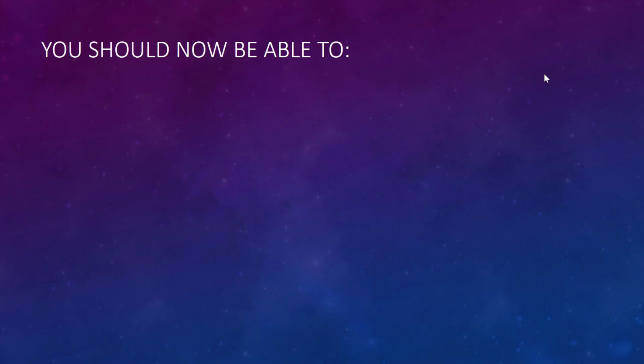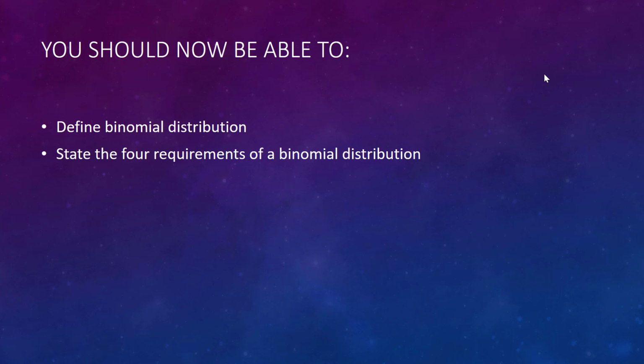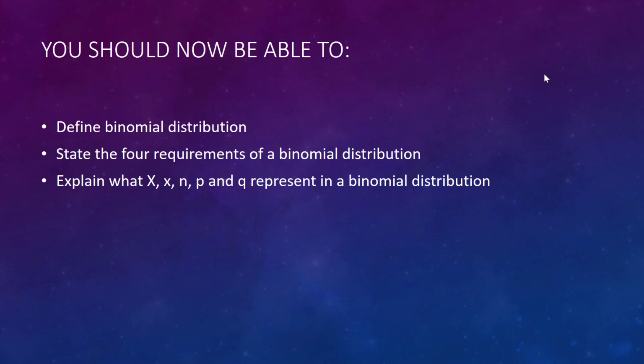Having watched this video, you should now be able to define binomial distribution, state the 4 requirements of a binomial distribution, and explain what x, n, p, and q represent in a binomial distribution.